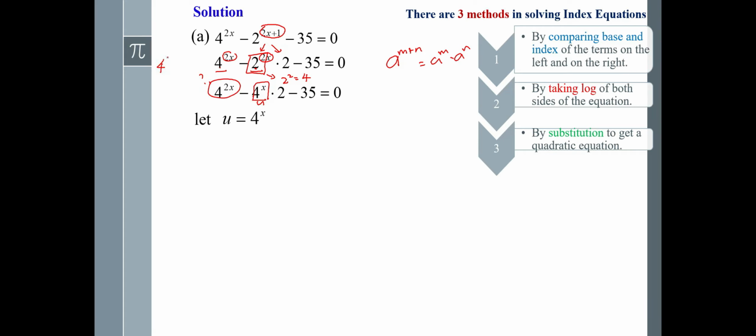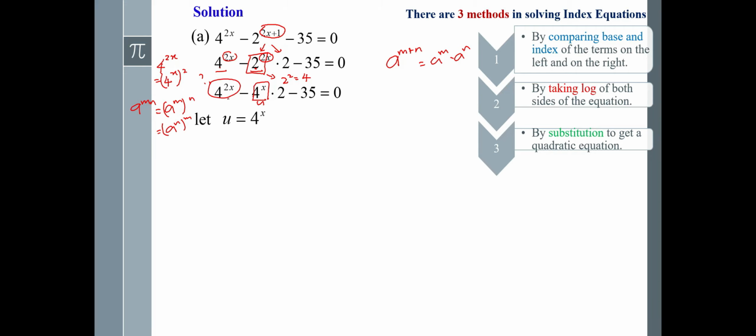Well, 4 to the power of 2x can also be written in this form: 4 to the power of x, bracket 2. From the rule of indices, which is a to the power of mn is equal to a to the power of m times n, or can also be written as a to the power of n times m. They mean the same thing.